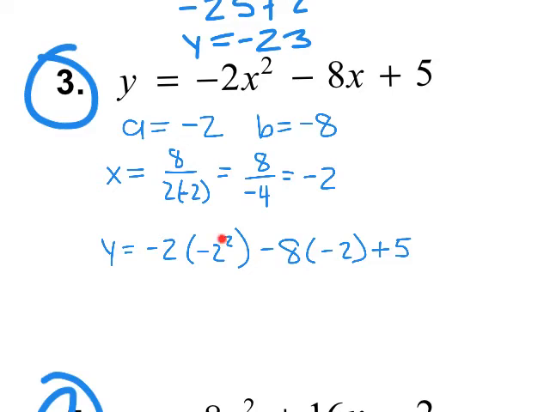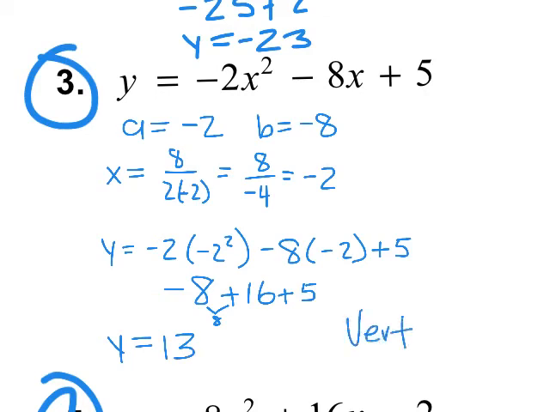Okay, so sorry about that. Negative 2 squared is 4, positive 4. And then 4 times negative 2 is negative 8. My second term here, negative 8 times negative 2 is plus 16. And then plus 5. Okay, so negative 8 plus 16 is positive 8. And then positive 8 plus 5 more would be 13. So then put it together, my vertex is negative 2 comma 13.